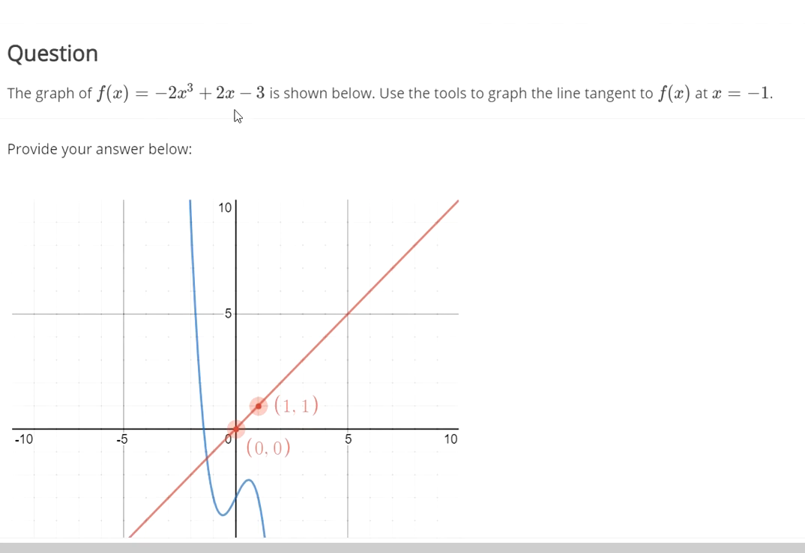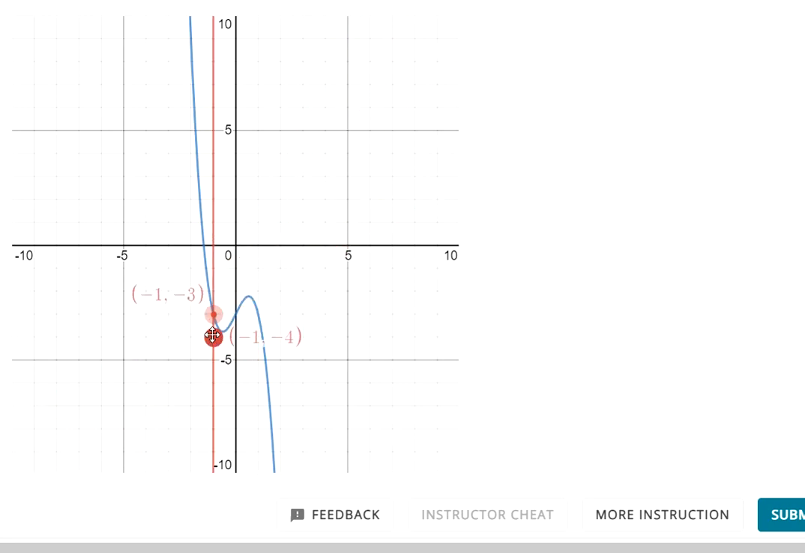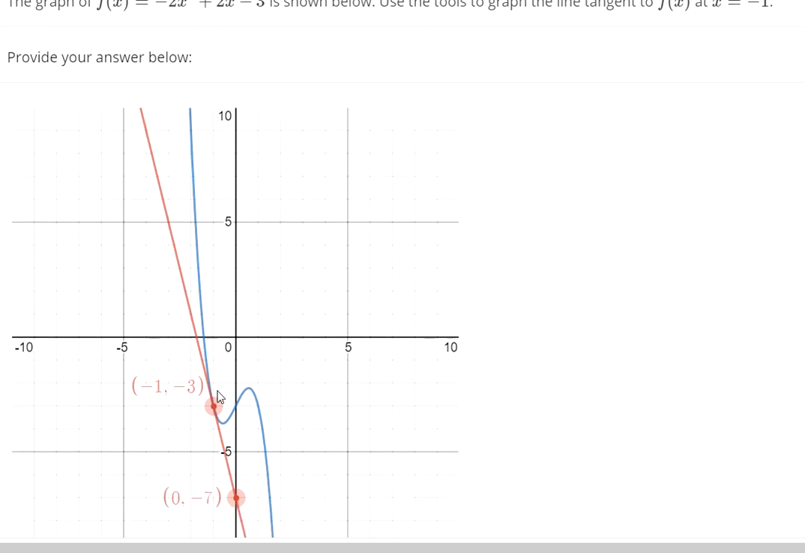Oh, same thing here. The derivative of this function is going to be negative 6x squared plus 2. So if you plug in negative 1 in there, that's negative 6 times 1 makes negative 6, plus 2 makes negative 4. So we got a slope of negative 4 at x equals negative 1. A slope of negative 4, so that means go down 1, 2, 3, 4, and to the right 1. This is the dot that's on the blue graph at x equals negative 1.